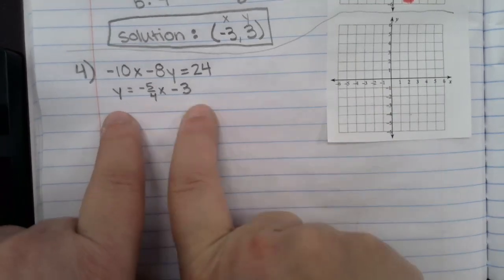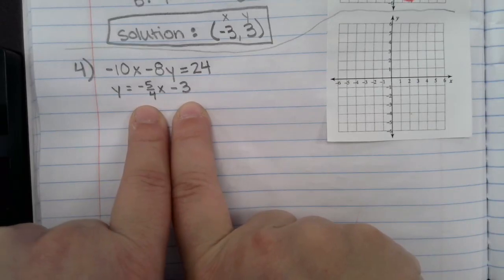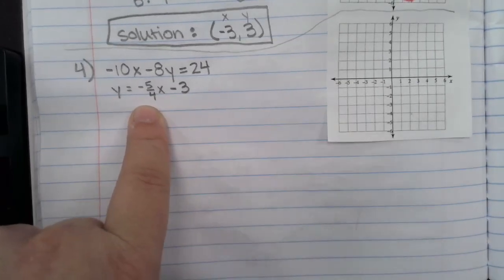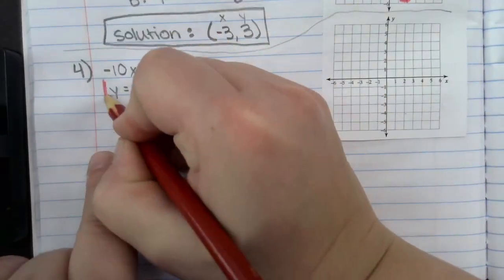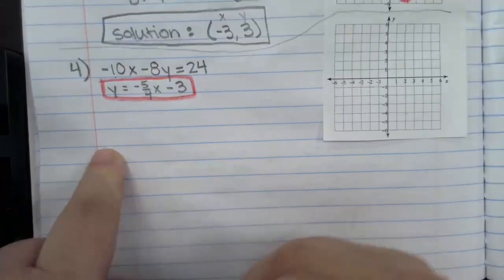What about this bottom one? y equals negative 5/4 x minus 3? Yeah, that one's really nice. Let's start with that one then. I'm going to do that red one first, just because it's easy. We'll start with the easy one.